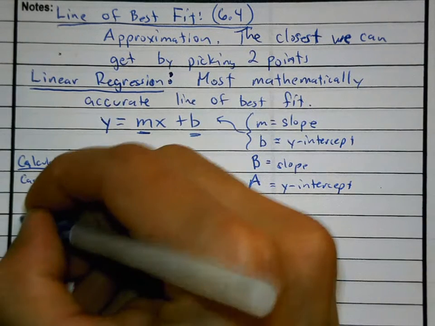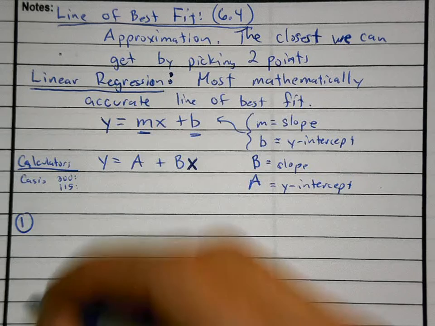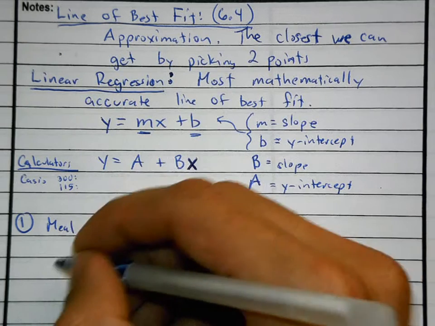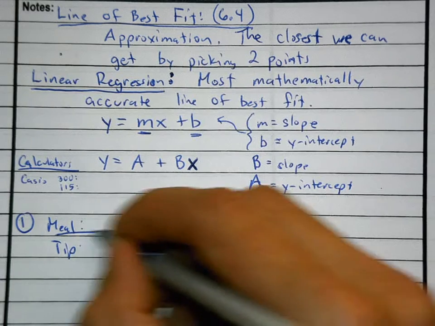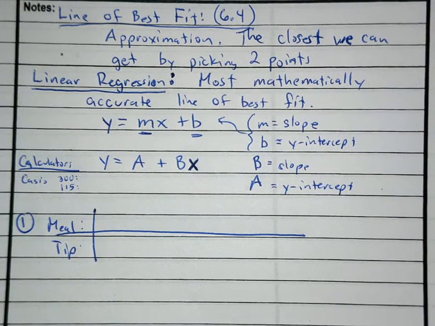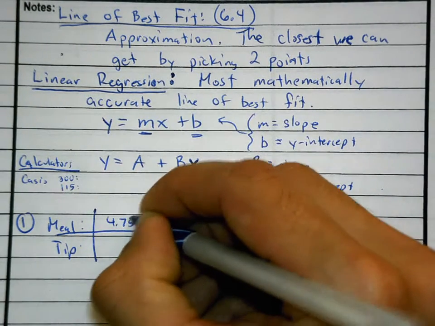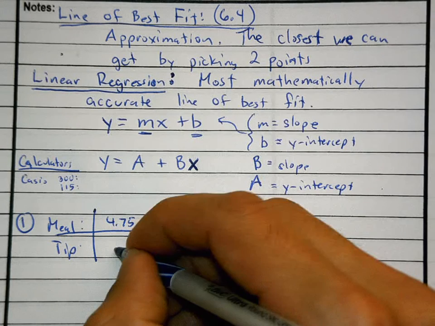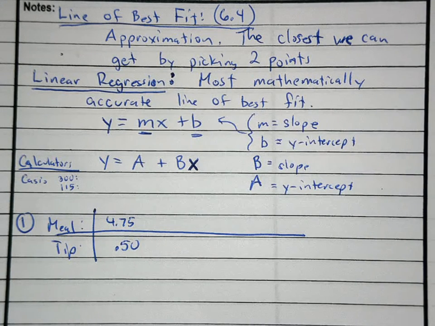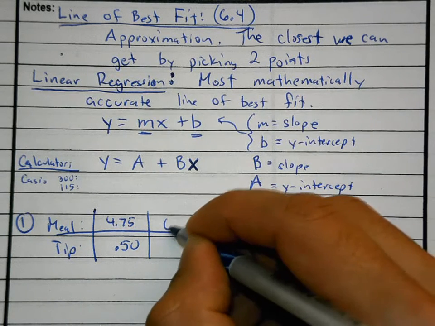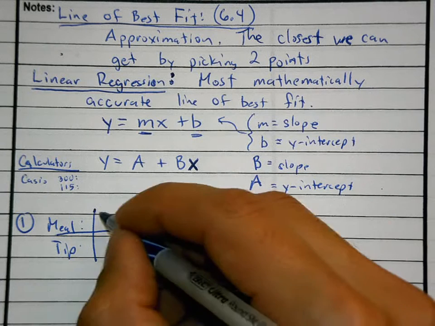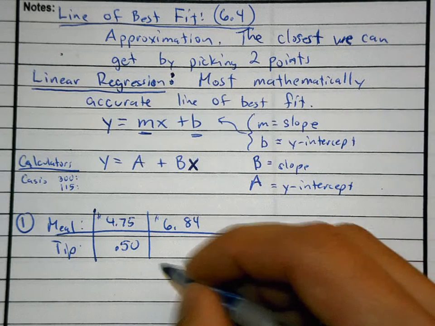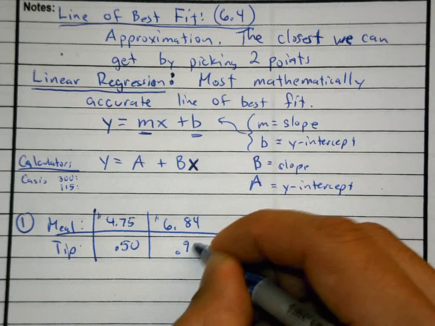This will be like number one. Number one has meal and tip. Little table. The first meal costs $4.75. That's pretty cheap for a meal. And 50 cents was the tip. Second meal was $6.84. And these all have dollar signs in front of them, but I'm not going to write that. The second tip was 90 cents.